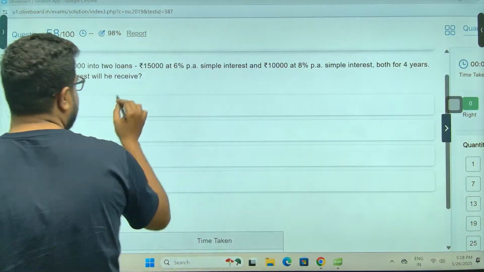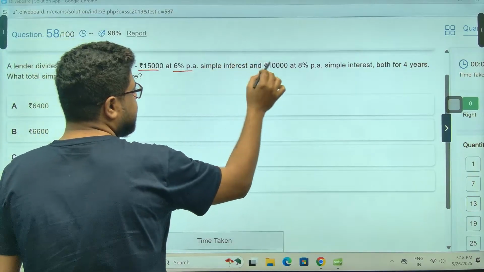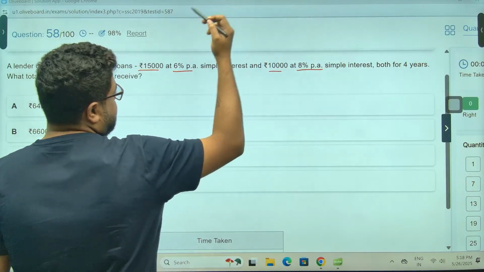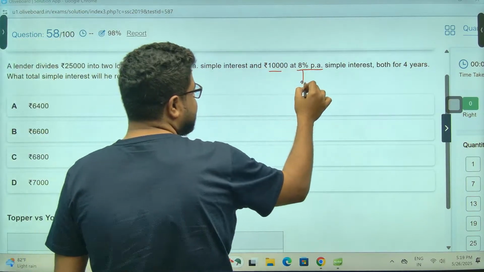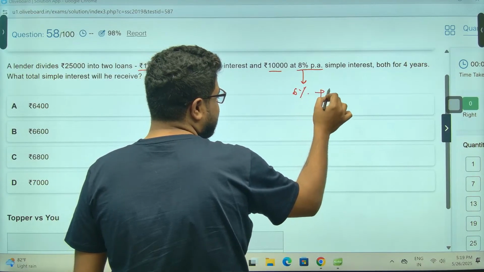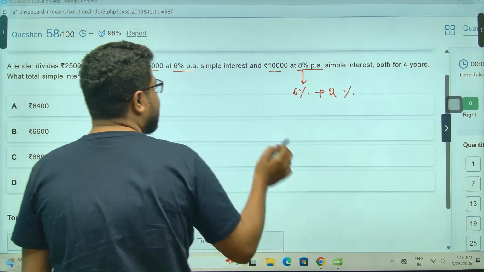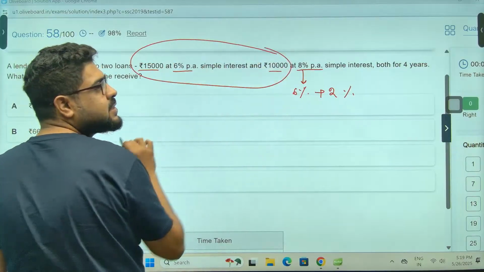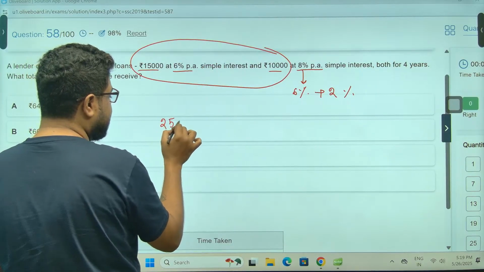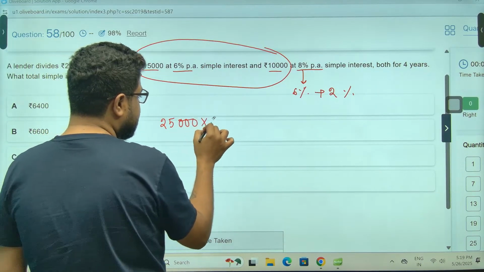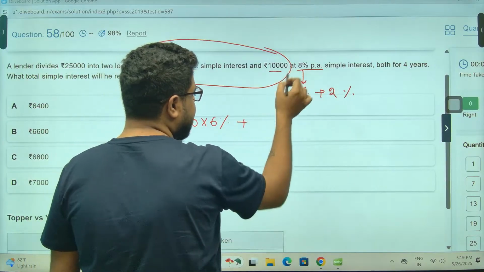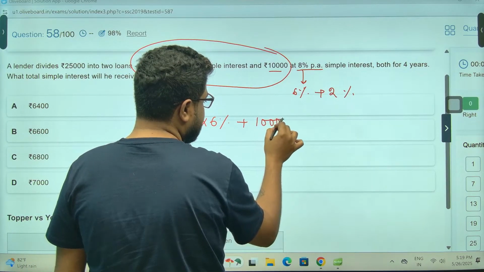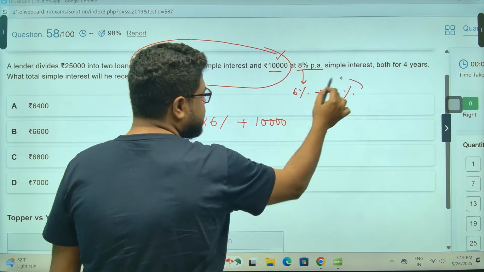Now 25,000, 15,000, 6%, 10,000, 8%. Sir, very good. 8% means 6% plus 2%. I've shown you this approach, right? That means 6% interest we are getting on the whole 25,000. So what will be the answer? 25,000 at 6% plus the remaining 10,000. This 10,000 will earn extra 2%, sir.